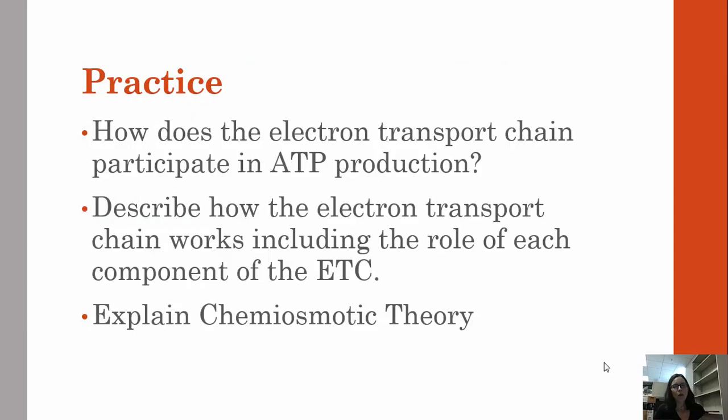Okay, so I want you to take a moment and make sure that you can answer these questions and ideally write down the answers to ensure that you understand how this process works. How does the electron transport chain participate in ATP production? How does it work, including the role of each component of the electron transport chain? And explain chemiosmotic theory.